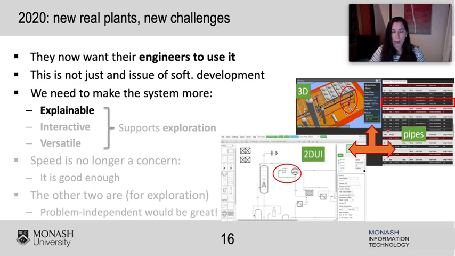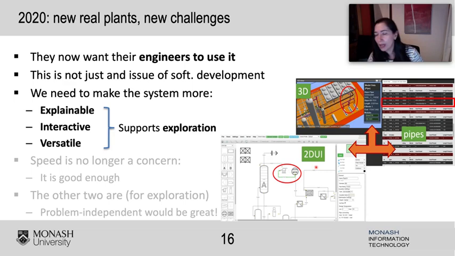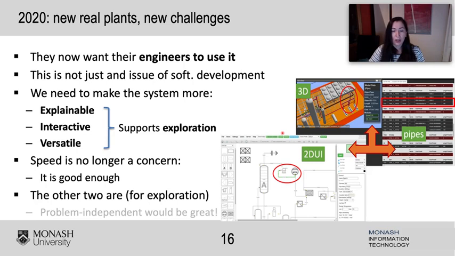And in general, this just means exploration. So now you can go to the section, select some of them, apply only for them, go from the model to the solution and back to the model, have a look at the pipes, compare. So speed is no longer a concern. That got completely resolved in 2018. The last two years have had nothing to do with speed. It's good enough, that's suitable. The other two, lowering the bar and explainability, are very important because they're vital for exploration. And of course, if it could be problem independent, that would be great. And we're definitely working on this one.